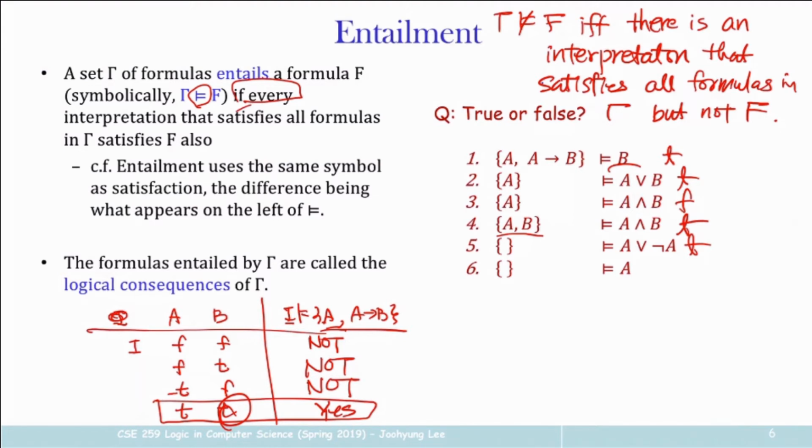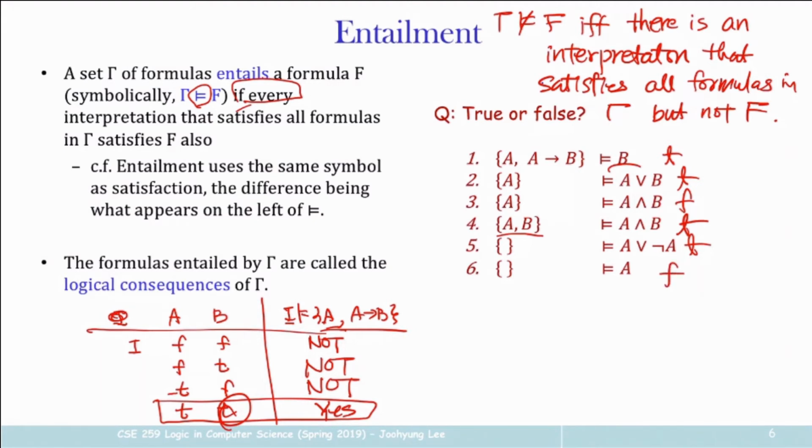A is false. Okay, A is false and B can be anything. But let's say A is false. Even if A is false, everything here is actually true because there's nothing you need to worry about, right? But then that interpretation, where A is false, does not satisfy this formula A. So gamma entails F is false.